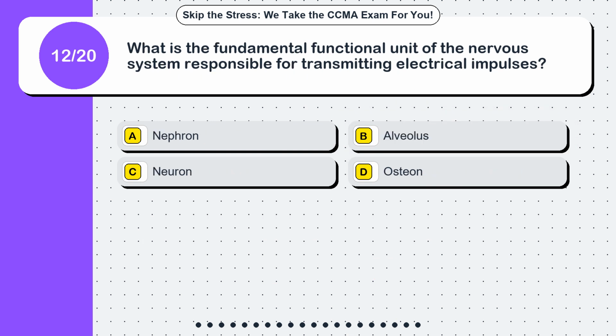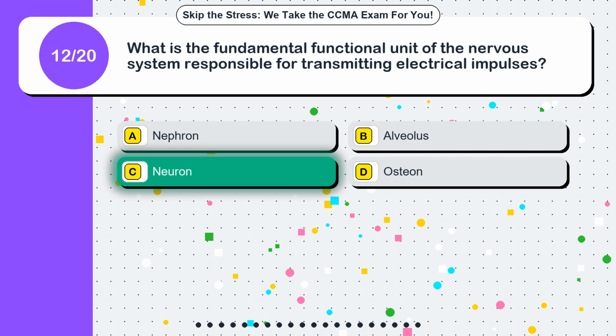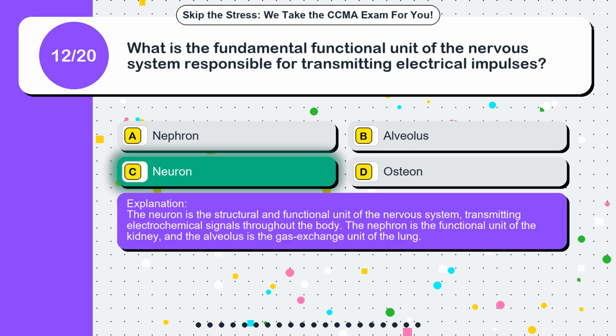Question 12. What is the fundamental functional unit of the nervous system responsible for transmitting electrical impulses? Option A. Nephron. Option B. Alveolus. Option C. Neuron. Option D. Osteon. The correct answer is option C. Neuron. The neuron is the structural and functional unit of the nervous system, transmitting electrochemical signals throughout the body. The nephron is the functional unit of the kidney, and the alveolus is the gas exchange unit of the lung.